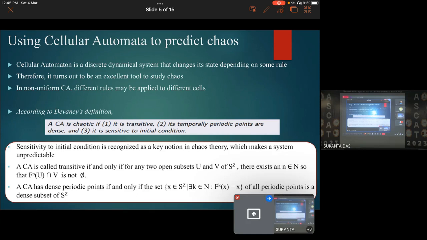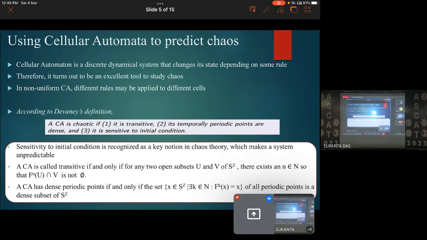Also, another important thing is the cells. There are cells in the cellular automata that actually evolve and that change their states. So whether there is only one rule or there are different types of rules, based on that we can divide the CA into uniform and non-uniform CAs. In case of uniform CA we can apply only one rule, in case of non-uniform CA we may have different rules. In that sense uniform CA is a special case of non-uniform CA.